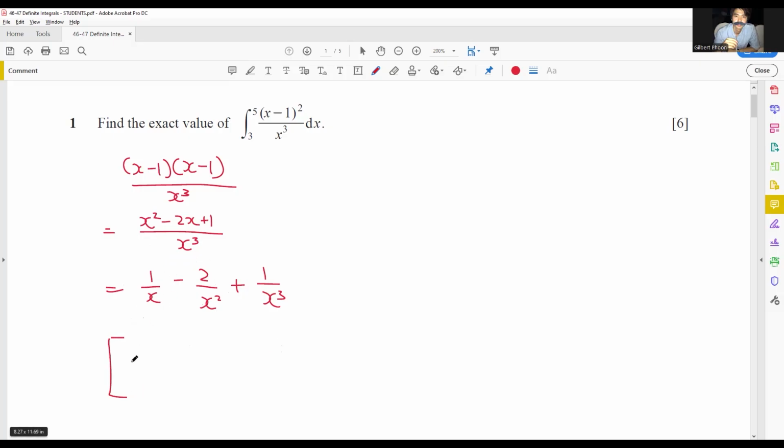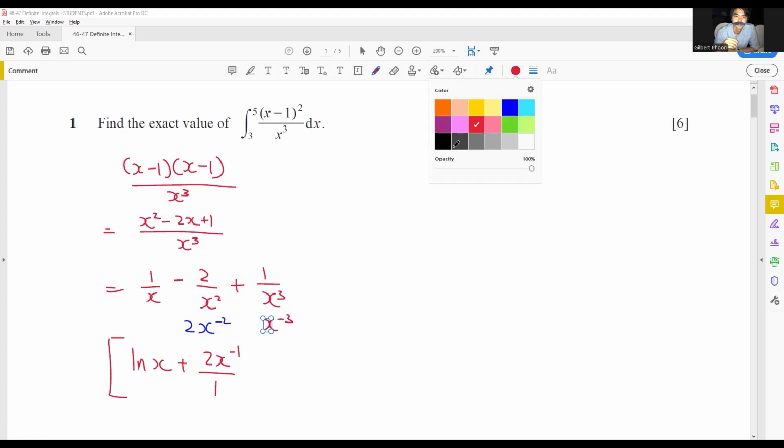Integrating 1 over x, you're supposed to get ln x. Integrating 2 over x squared, let me remind you that 2 over x squared can also be written as 2x to the power of negative 2, right? So when we integrate this, the negative symbol moves in front, negative negative becomes plus, then bringing this to 2x to the power of negative 1 plus 1, over 1. Then this will become 1 over x cubed. Again, 1 over x cubed can also be written as x to the power of negative 3.